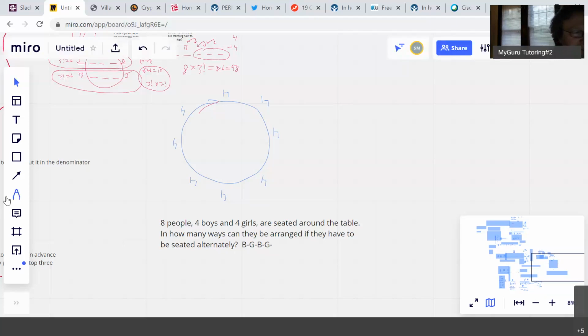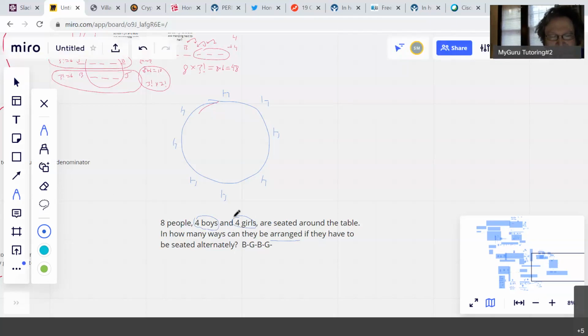A couple things to think about. How many ways can they be arranged? We know that we're dealing with arrangements. We probably have to figure out how to deal with that 4 and 4, right? Here's the way I would think about it. The arrangement of boys and the arrangement of girls are independent of each other. One has nothing to do with the other, all right?